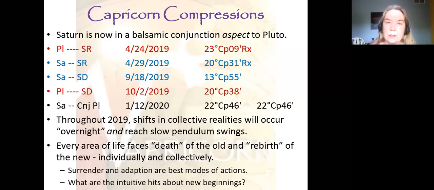And then, of course, they're going to have that one conjunction January 12th, 2020, at about 23 degrees Capricorn. So throughout 2019, we're going to see shifts in collective realities, not to mention personally as well, but we're going to see collective realities that are changing overnight. That's that cataclysmic stuff that tends to happen.